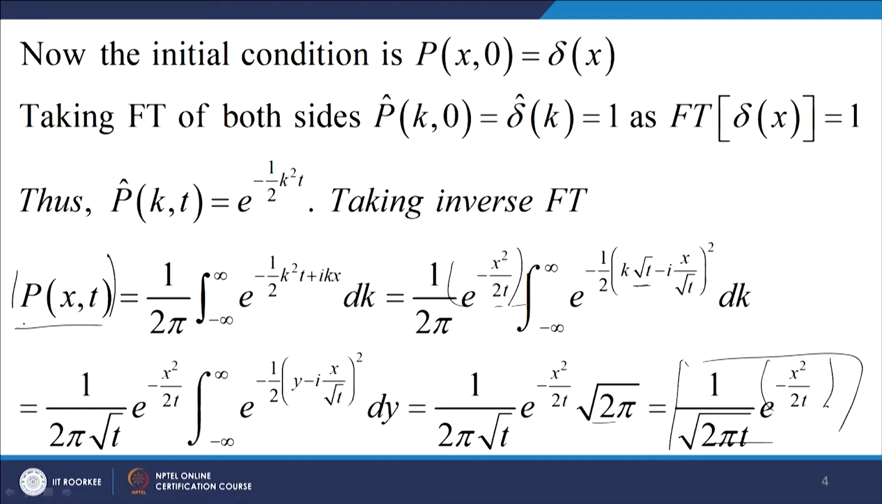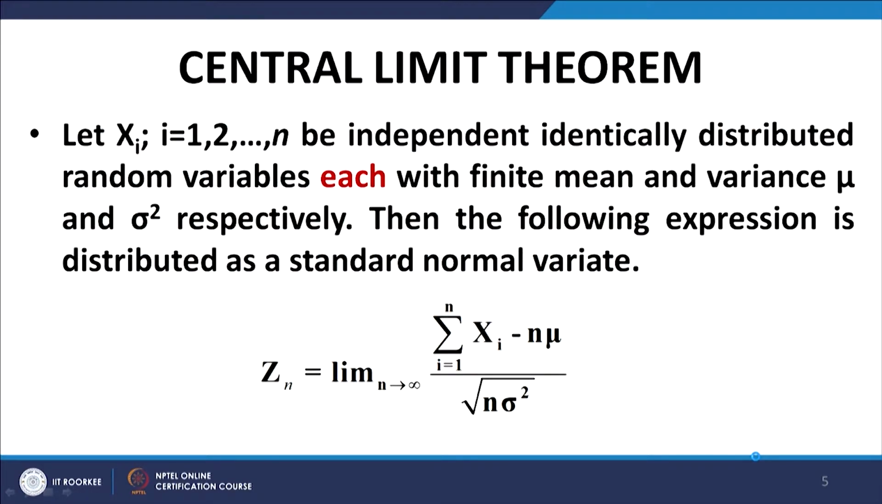And if you recall, this is clearly the PDF of a normal distribution with a mean of 0 and a variance of t. So, that establishes that the variable that we were talking about is normally distributed with a mean of 0 and a variance of t, which is nothing but a Brownian motion, which is exactly what we wanted to establish.